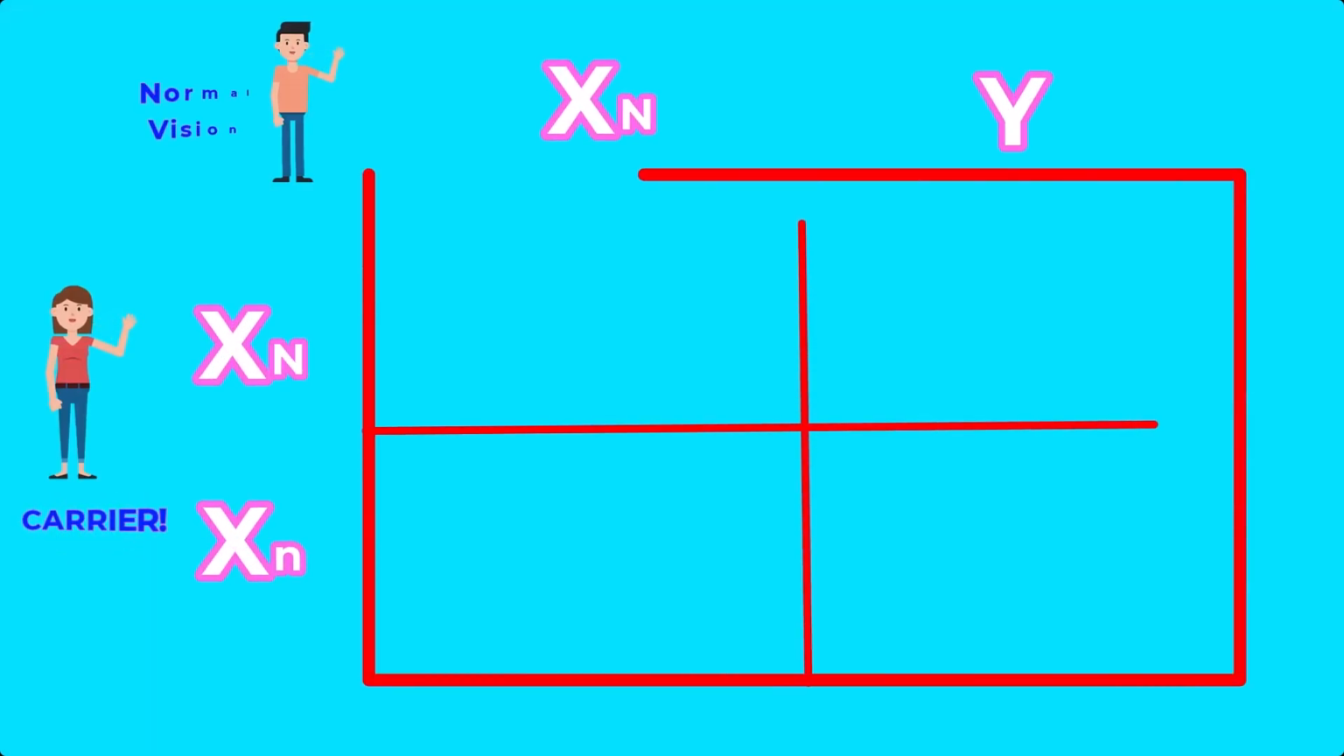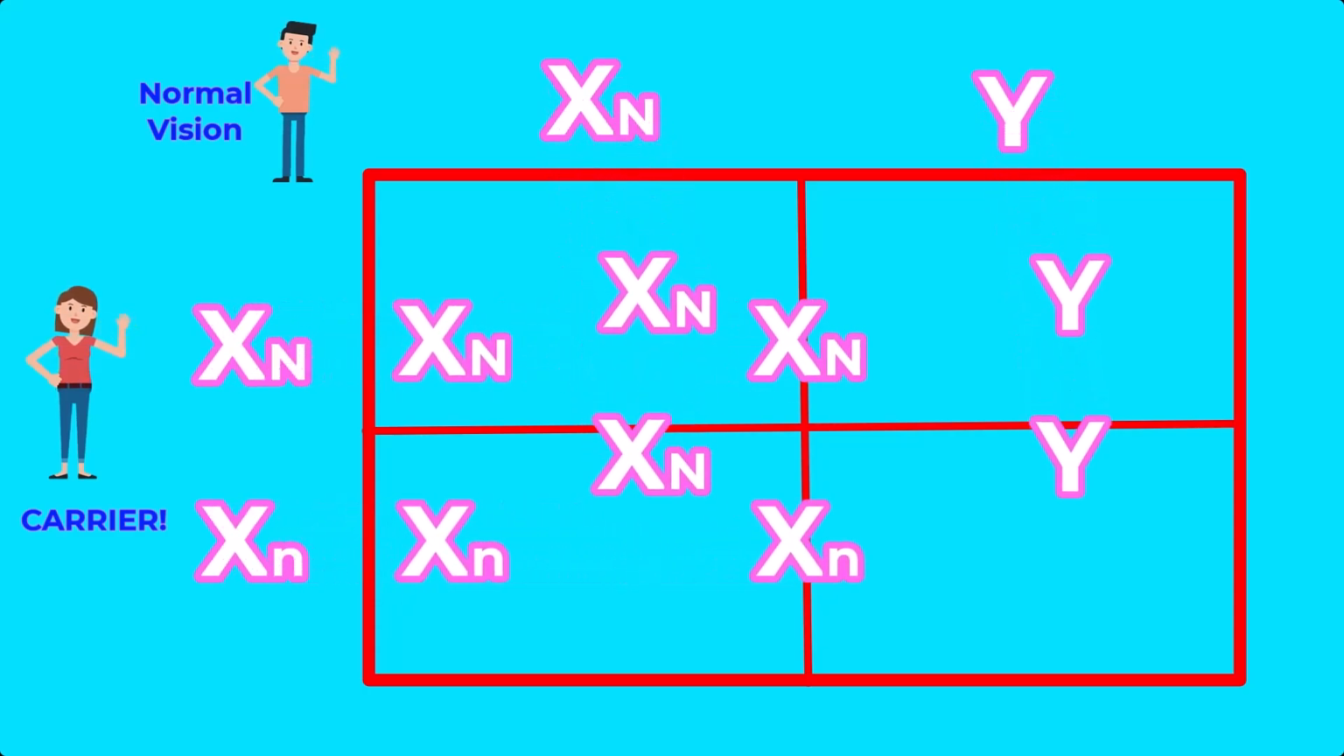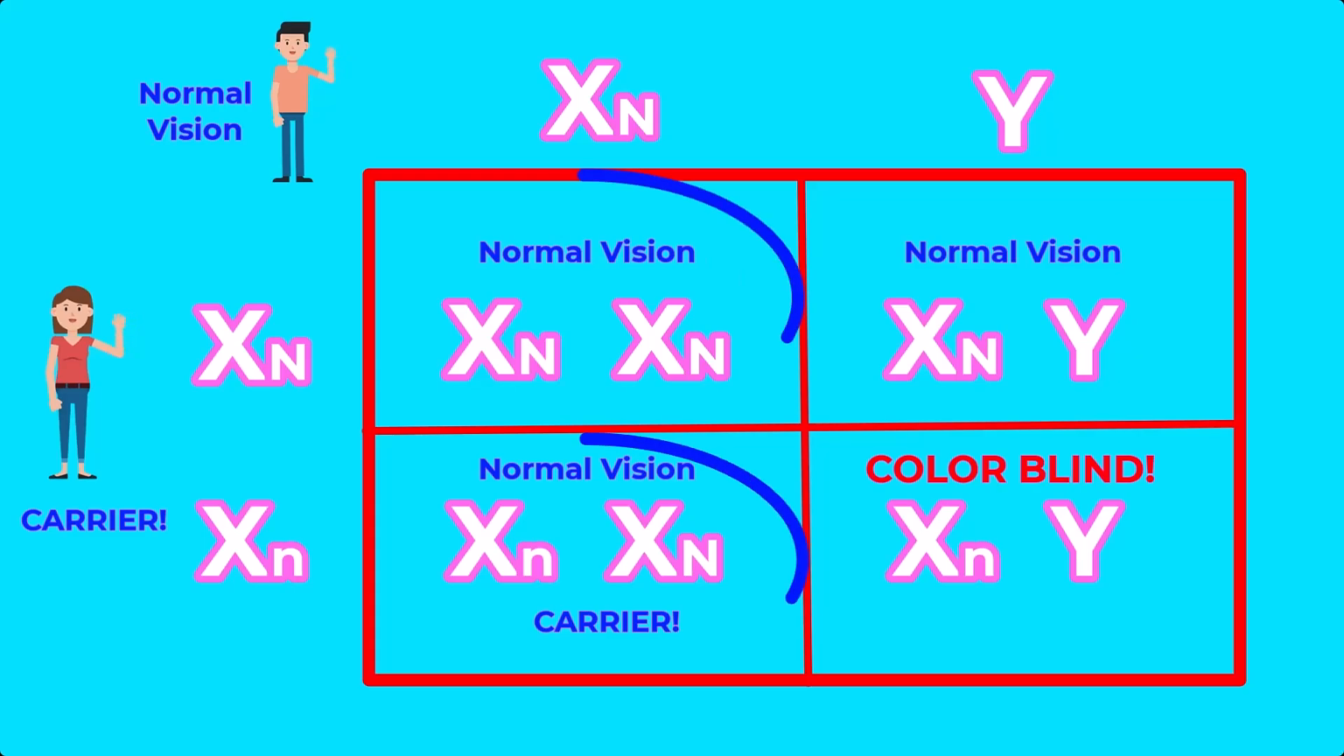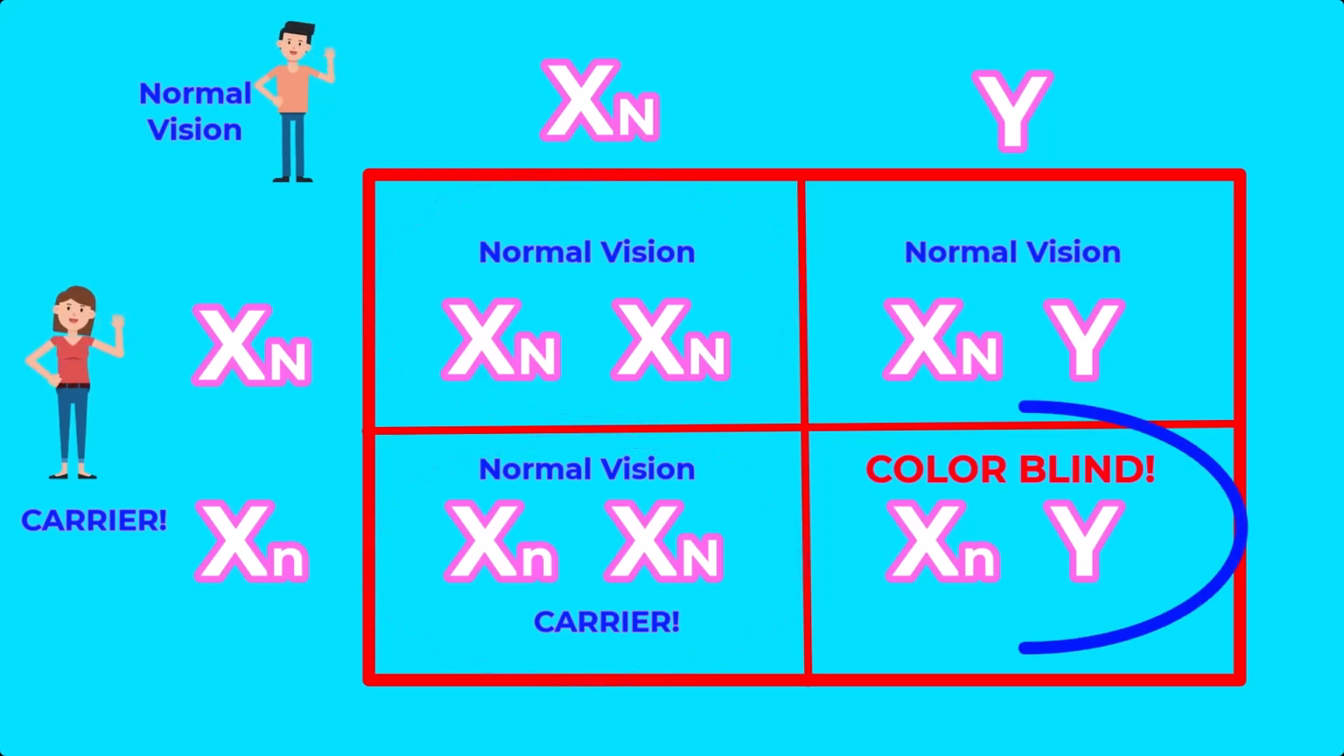A female carrier mates with a male who has normal color vision. The classic 3:1 phenotypic ratio of normal color vision to colorblindness appears among the children. All the females have normal vision. Half of the males are colorblind.